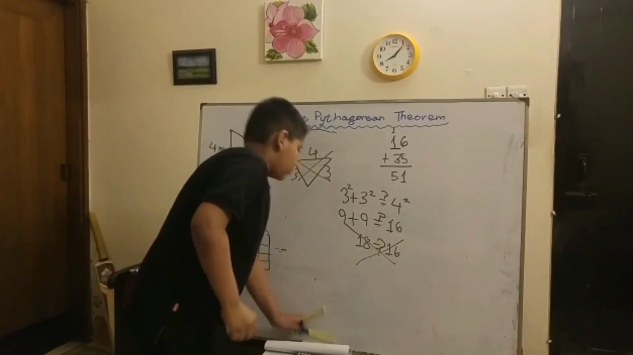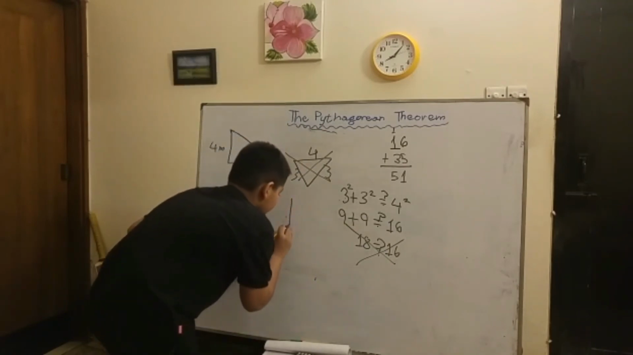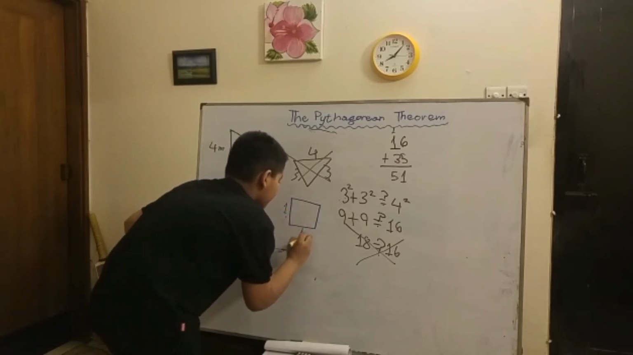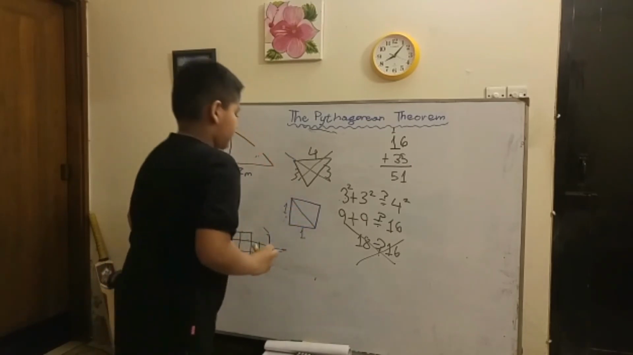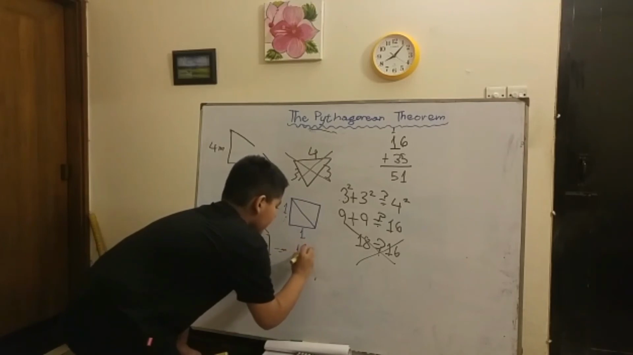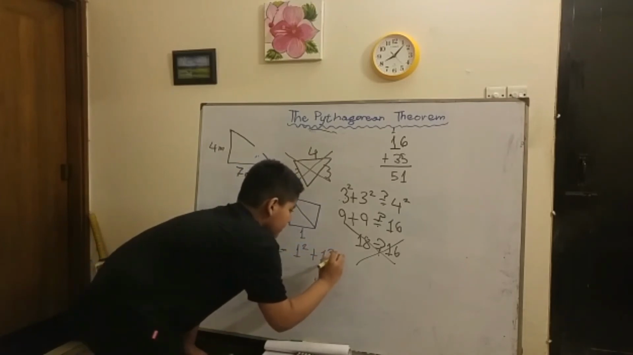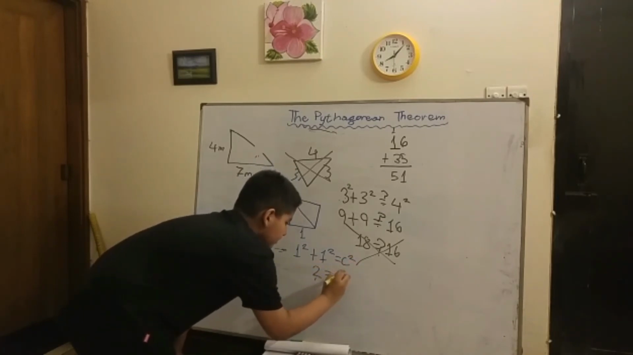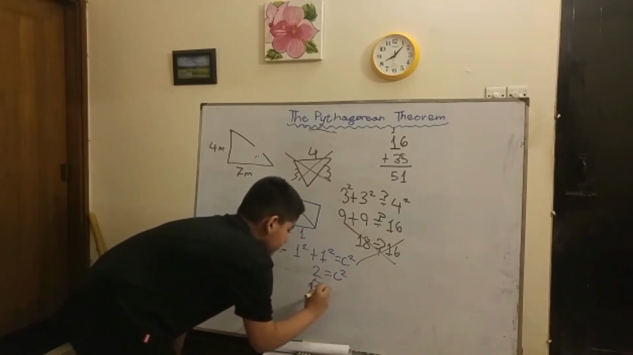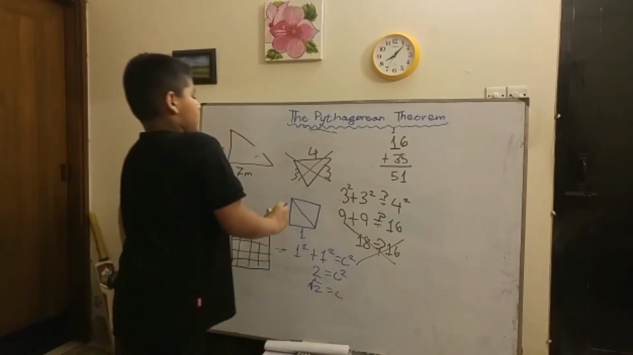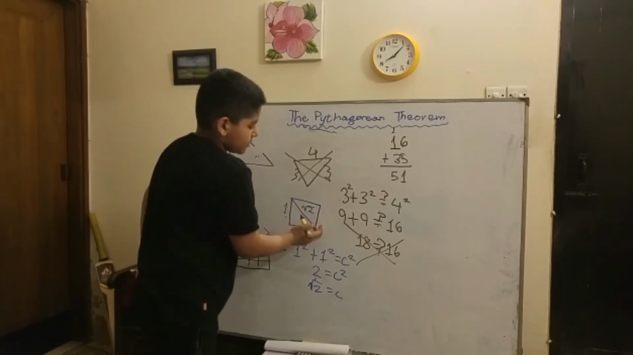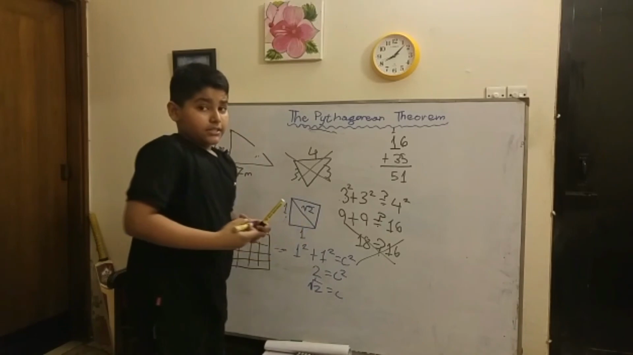Let me show you one cool fact before we go, because we're almost done. If we have a unit square, 1 by 1, the diagonal would be 1 squared plus 1 squared equals c squared. 1 plus 1 equals 2. c squared equals 2, so the square root of 2 equals c. And so the diagonal from one corner of the square to the other corner is the square root of 2.